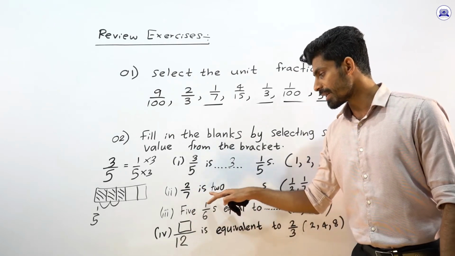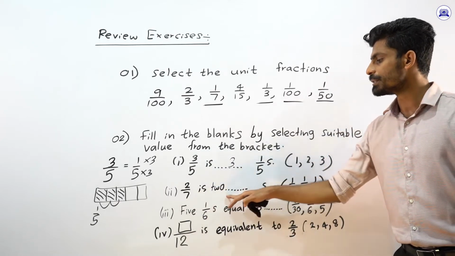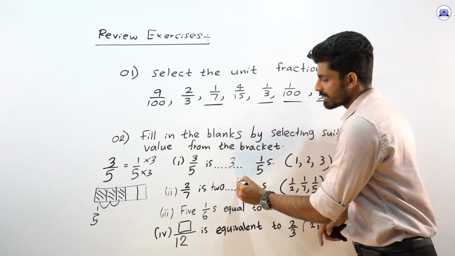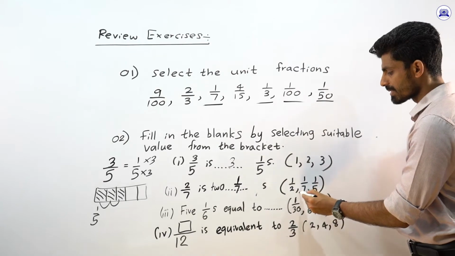2 over 7 is 2 times, what is the answer? 2 times 1 over 7.